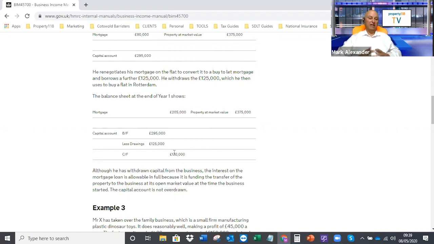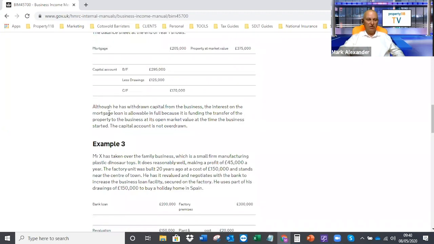Now, the great news about that is if he wanted to, and if it was possible to, he could actually go and take out a mortgage for the whole £375,000 and withdraw all of that cash, and he wouldn't pay any income tax on it because it's not deemed to be income. He's just withdrawing his own capital, and that's really important.